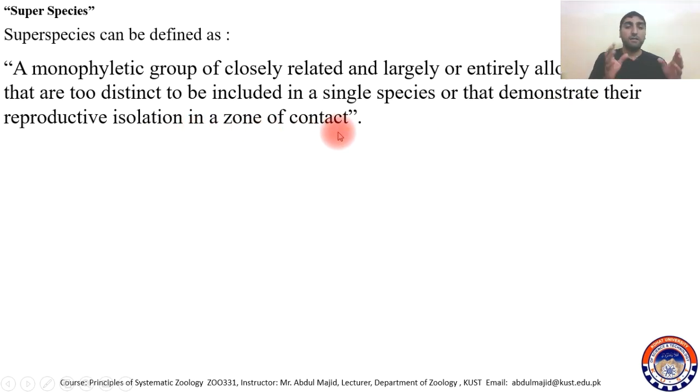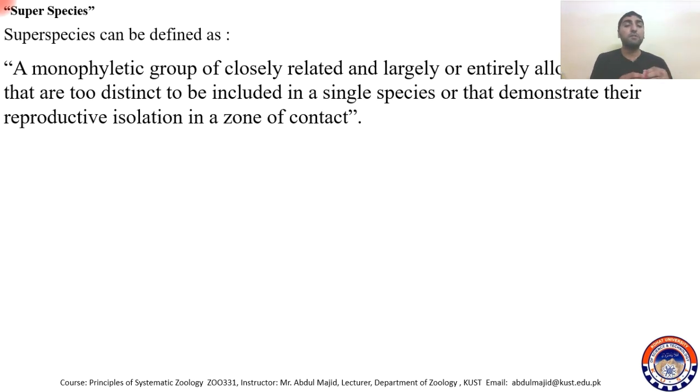For example, if two populations from these allopatric species, these superspecies, are brought close together, or if there is a zone of contact, a place where the boundaries of these populations interact with each other, they will show reproductive isolation, meaning they will not interbreed with each other. With the passage of time they have become so different, their genes are different from each other, and they do not recognize each other as potential mates. They will not interbreed, which is a very important thing in the recognition of species.